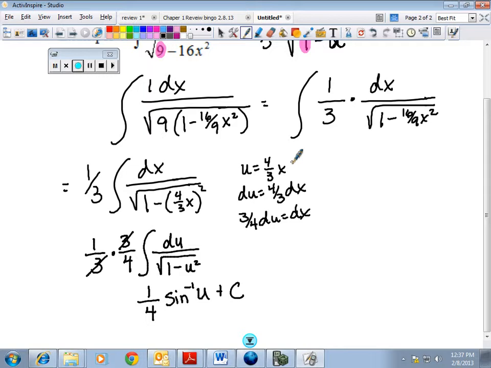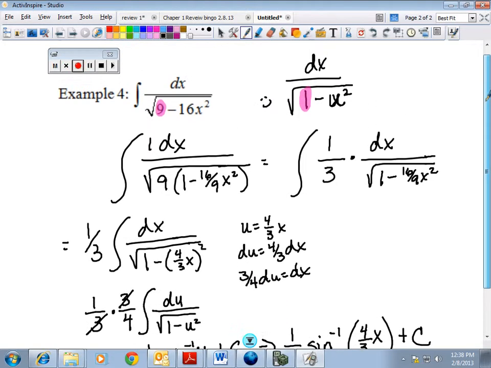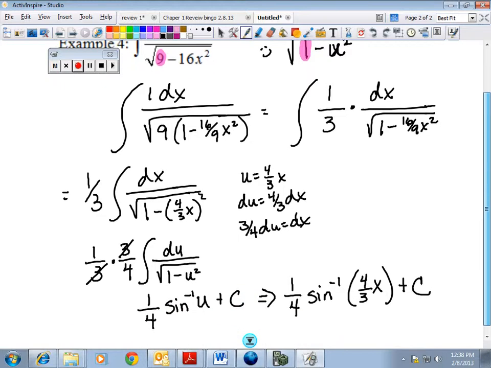My last step is to fill my u back in, so this yields 1/4 inverse sine of 4/3 x plus c. It's a little complicated. The good news is usually they don't put anything that complicated on the AP test.